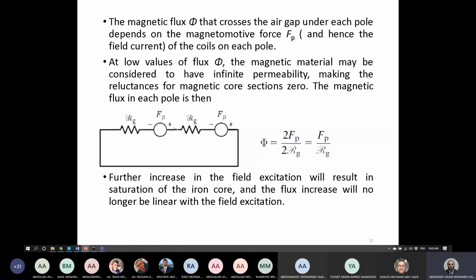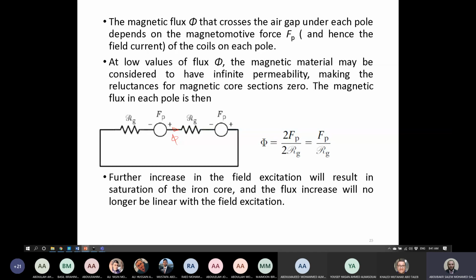So from this circuit, guys, we can say that flux equals flux, which will represent the current. So we have here flux like that. Like current, if we need to calculate the current, we say summation of the voltage over summation of the resistance. So similarly here, we will sum the MMF, so 2 multiplied by FB over 2 multiplied by reluctance of the air gap, which is FB over RG. So this now represents the flux in our machine.